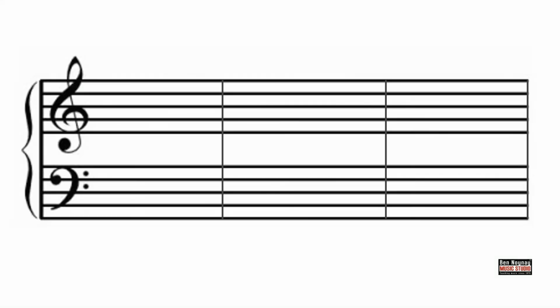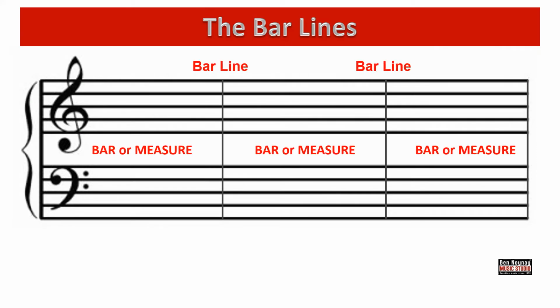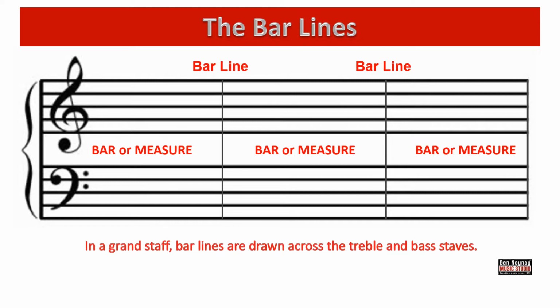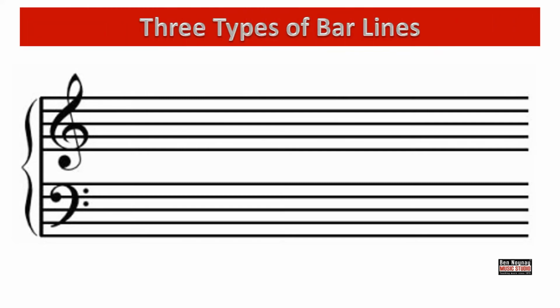Let's take a closer look. In a grand staff, bar lines are drawn across the treble and bass staves. There are different types of bar lines in music. Each has its own specific function. In this lesson, we shall only cover 3 types of bar lines.